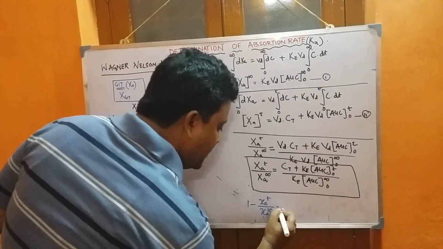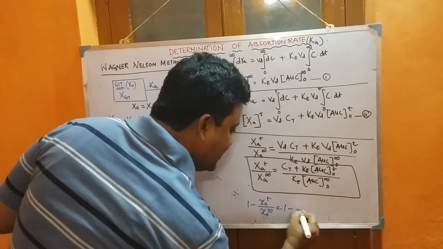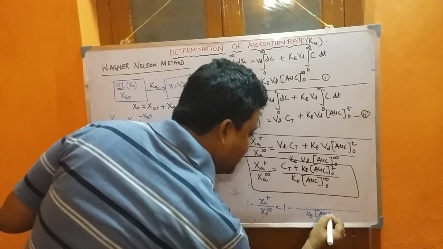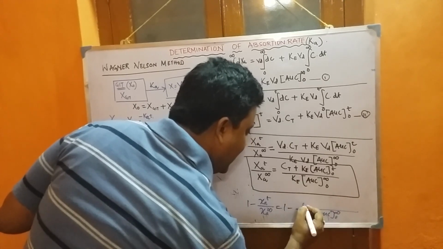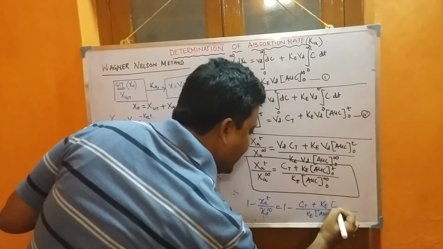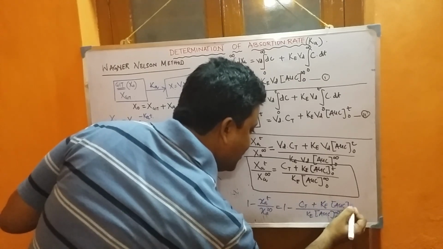Yes, so simple, you can make it 1 minus the whole thing, that is Ke AUC 0 to infinity minus Ct plus Ke AUC 0 to t.